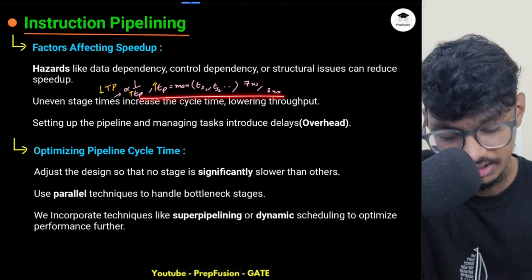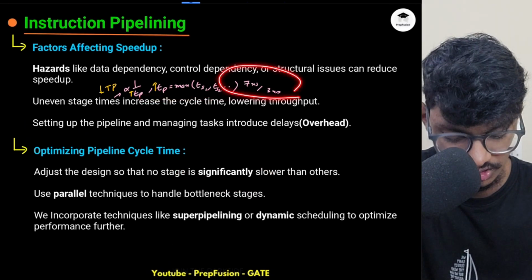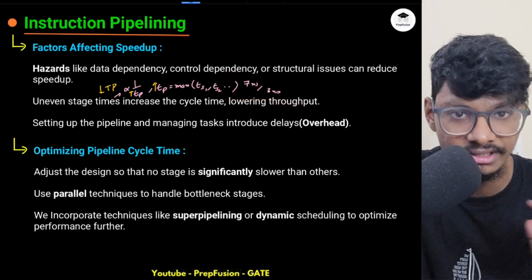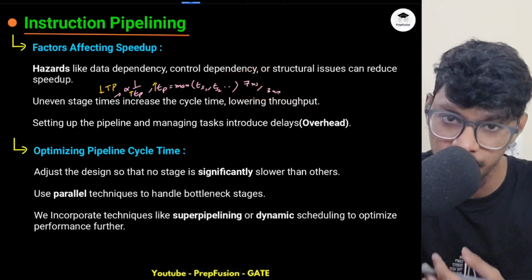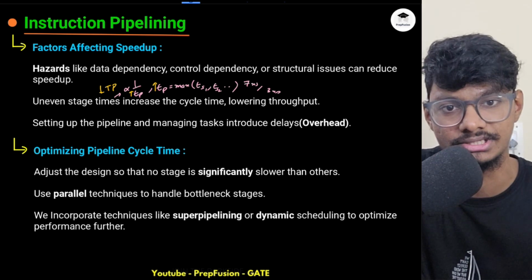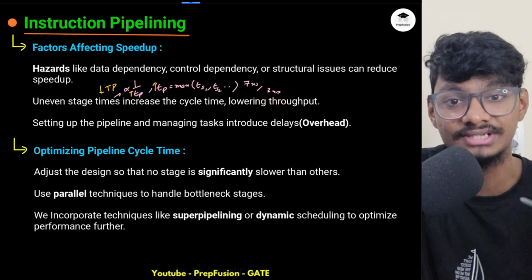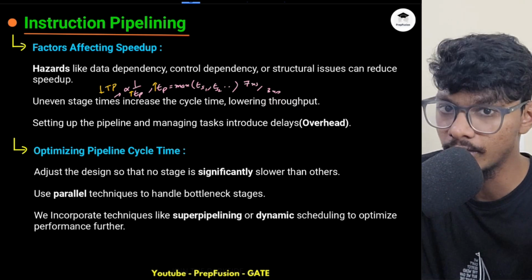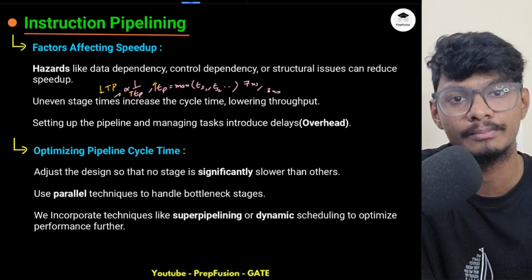So all the stages are balanced, because here I just showed you one case. If stage 1 is 7 nanoseconds and all the other stages are 3 nanoseconds, just due to stage 1 I have to provide 7 nanoseconds to all the stages. So all the other stages will sit idle for 4 nanoseconds. That is a waste of so much time. So we don't want our stages to be unbalanced. We want them to be balanced.